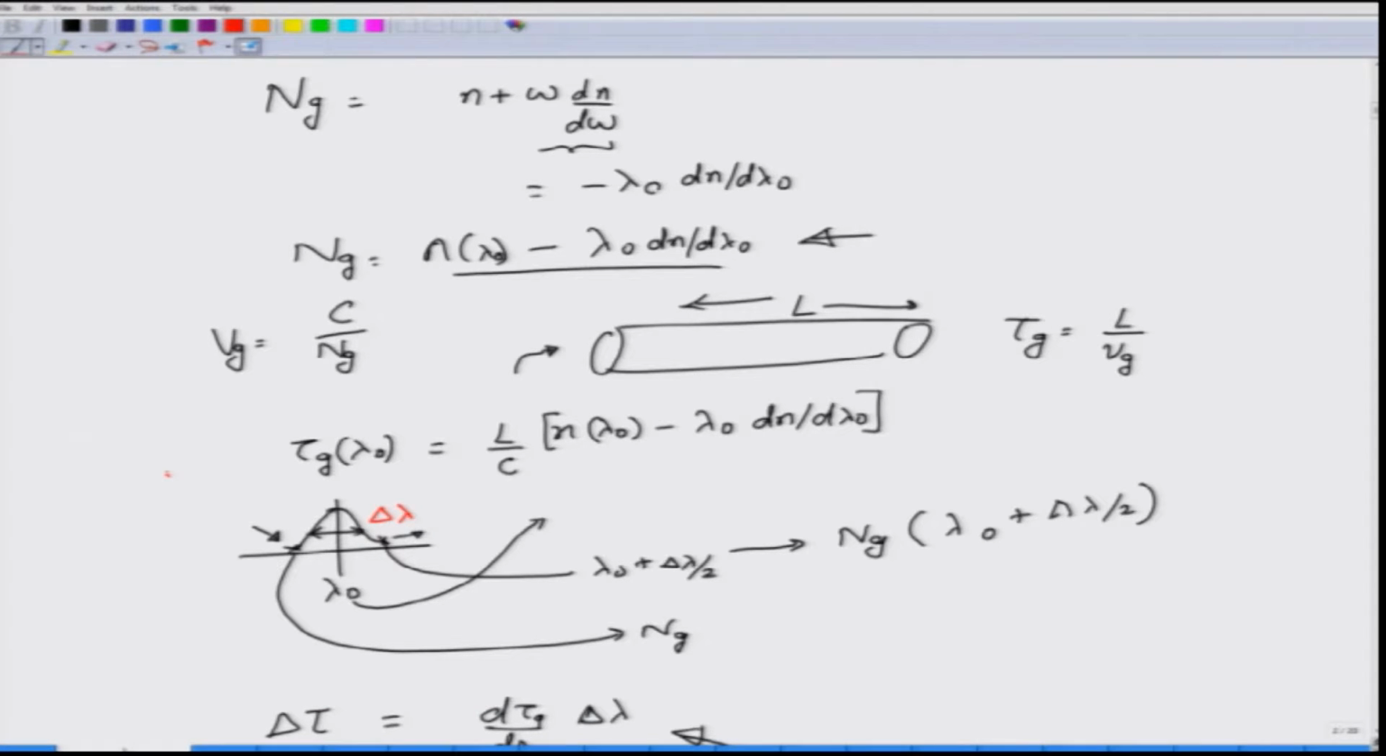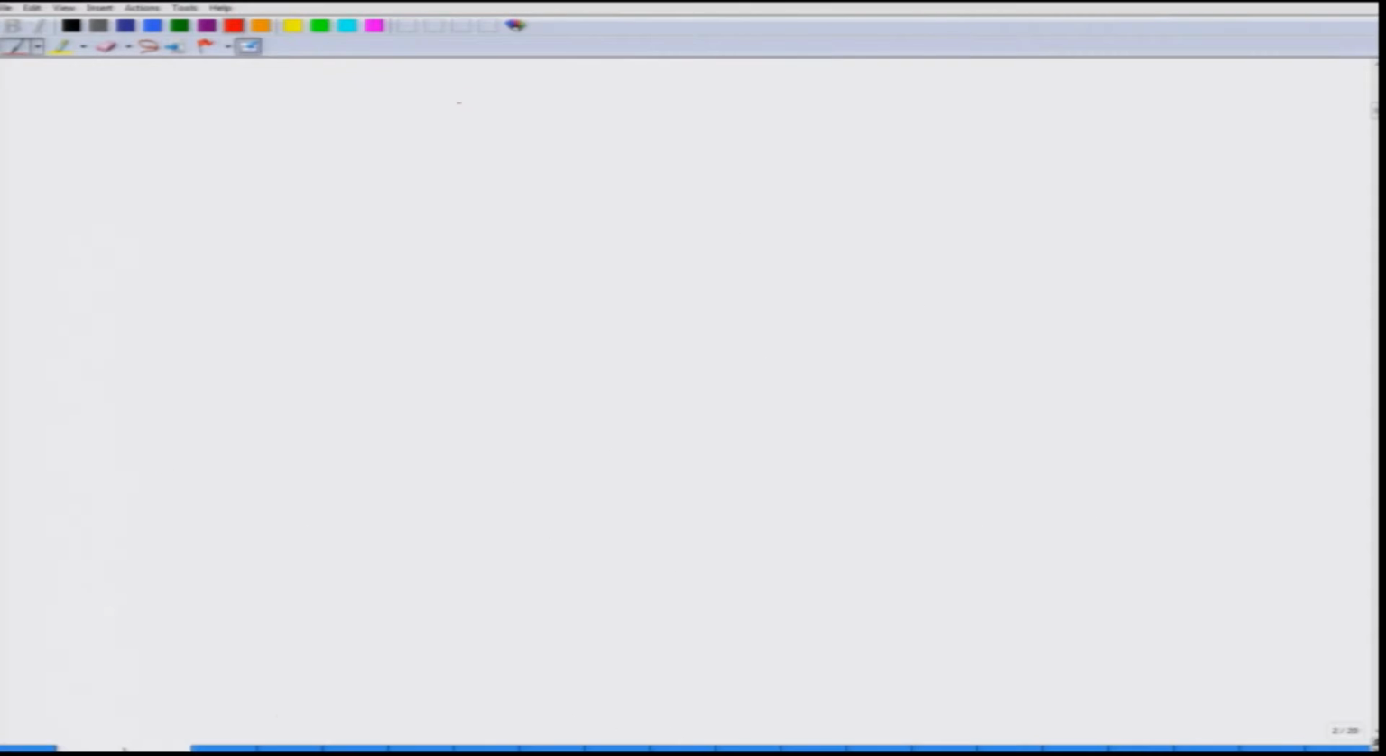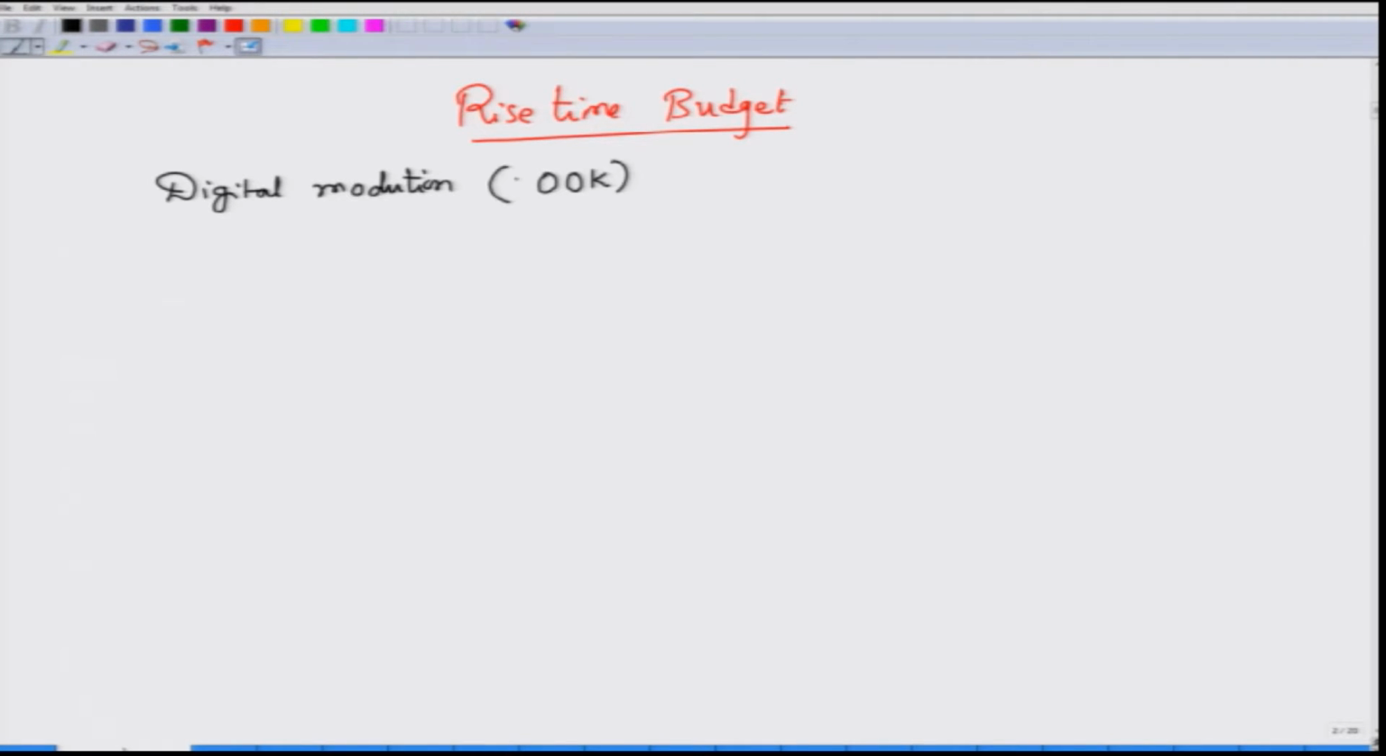In the rise time budget, what I am looking at is the effect of dispersion. I know what the main effect of dispersion is. Dispersion simply causes the pulse to spread out. If I am performing digital modulation, then I can modulate the information on its amplitude, or amplitude and phase, which is the quadrature amplitude modulation that we talked about. For now we will assume only on-off keying type of modulation, which is also amplitude shift keying.